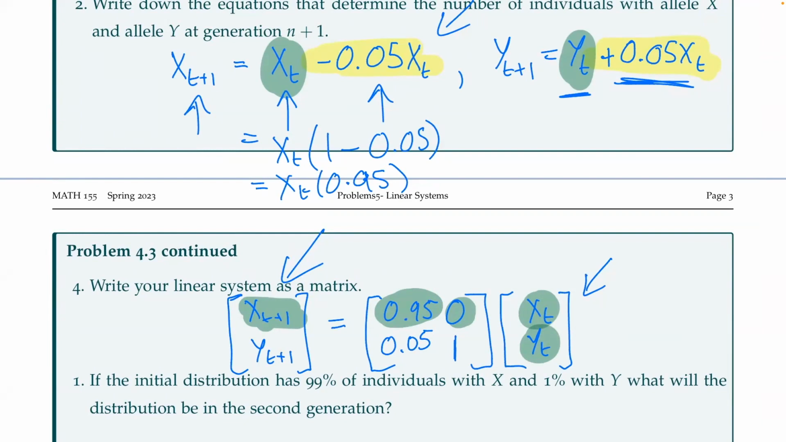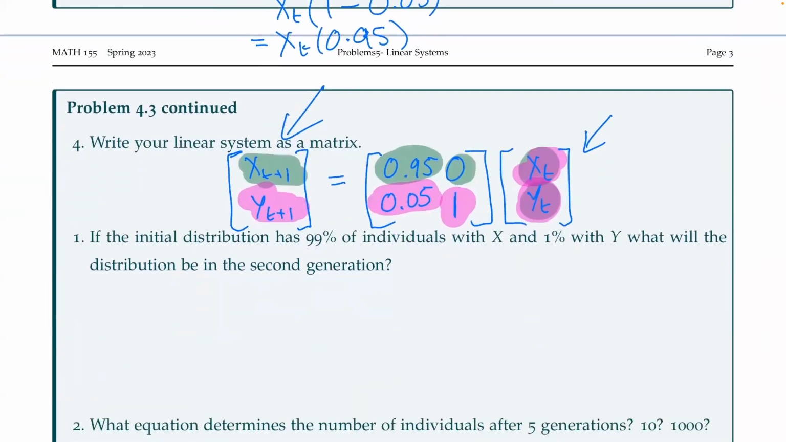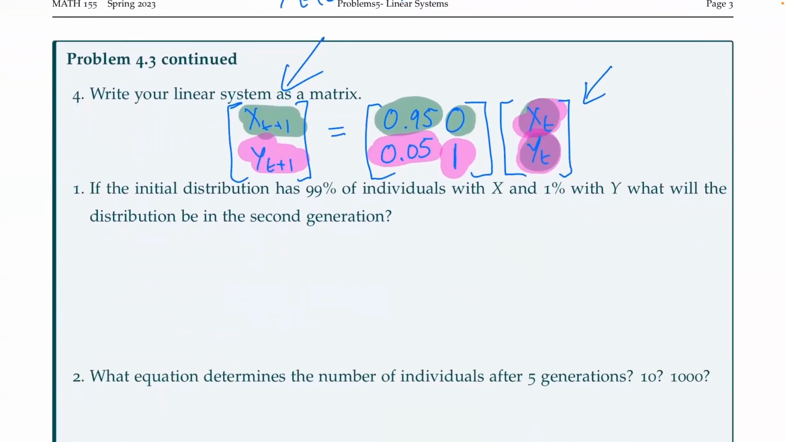The second equation, YT plus 1, is going to be 0.05 times XT, so that's this bit here, and then plus 1 times YT, that's this bit here. Okay, so it checks out. You have an ability to check your own answers before you go ahead. So whether it's in an IQ or an OQ or in an exam, I would always recommend you just do the quick multiplication and check that you've got the right thing.